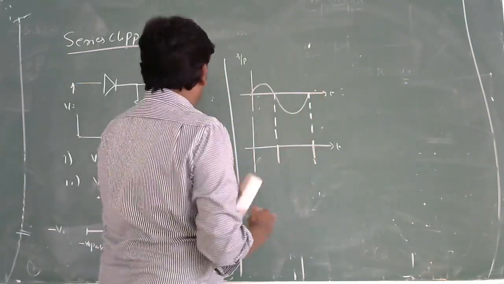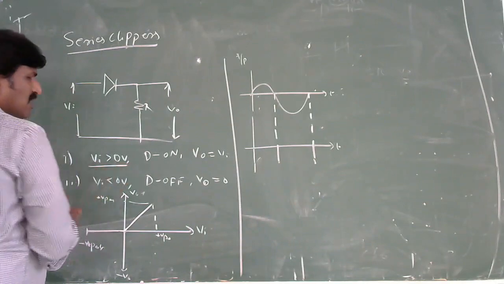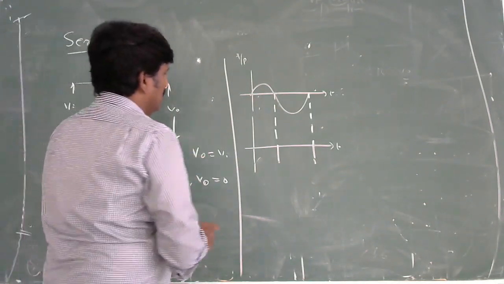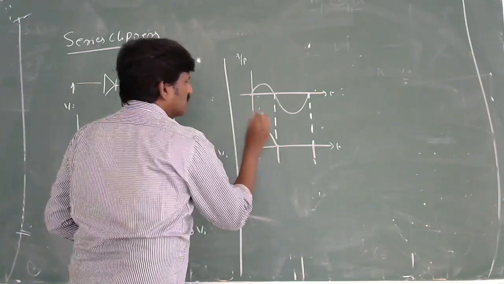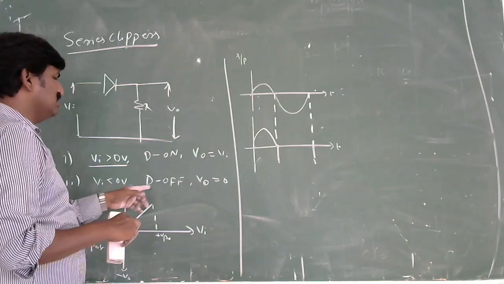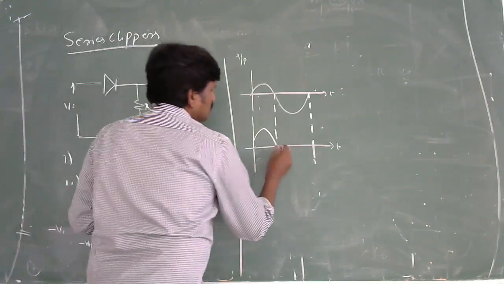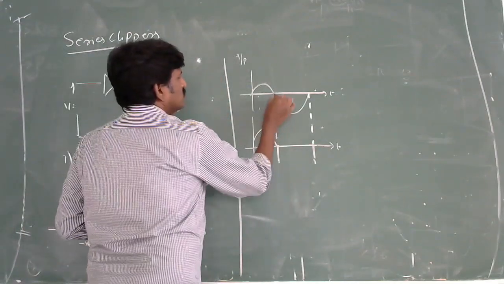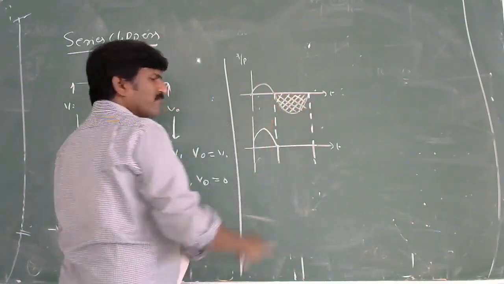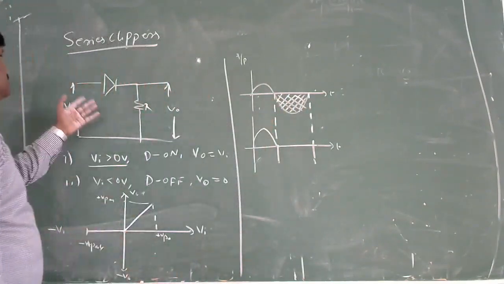Then for the positive half cycle, according to condition one, Vi is greater than 0, so the output follows the input. It is the same replica of the input. When Vi is less than 0, the output follows 0. This one is 0. This portion is flipped now. This is the understanding of this clipper.